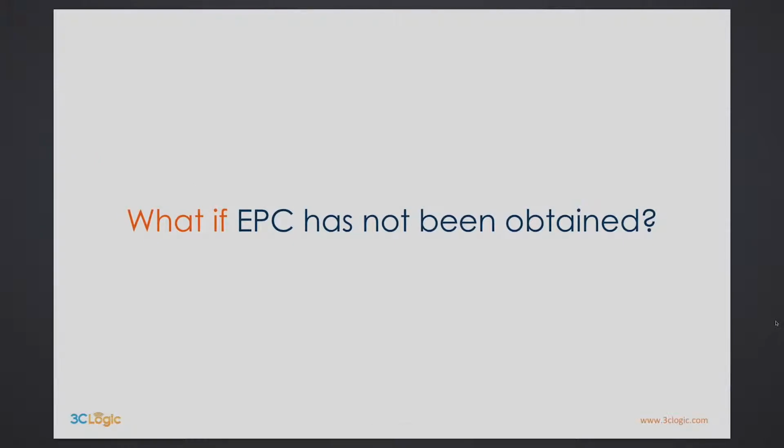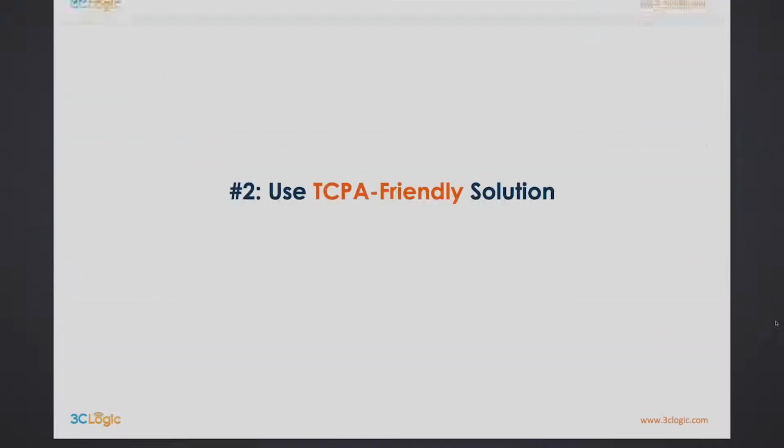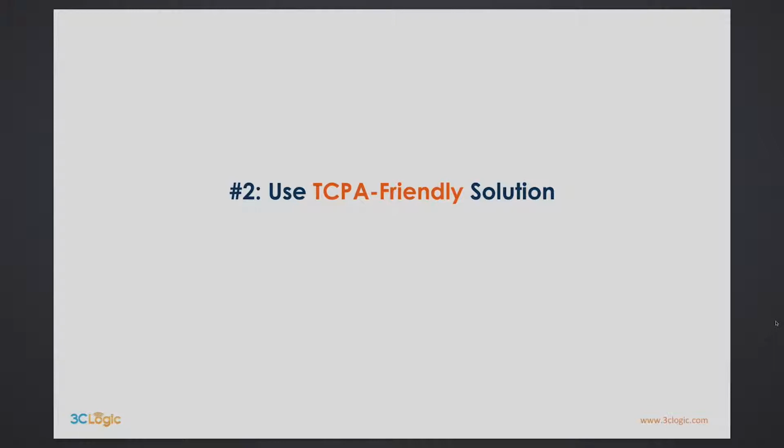Okay, if you haven't been able to get express prior consent, which will happen quite a bit, especially if you generate leads through a third party that just sells them without them being generated for you specifically, then you have to take some other steps for it. Primarily, when you call them, you need to be able to identify which of your leads have permission and which don't, and then use a TCPA-friendly solution to actually make your calls.